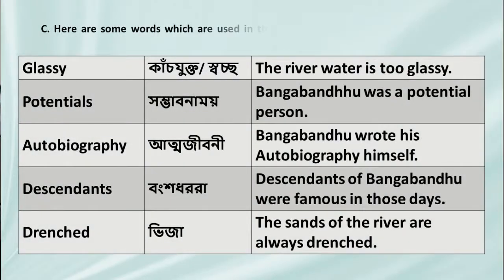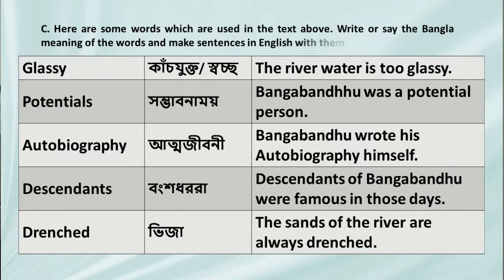Now you can make the sentence with English. Glassy. The river water is too glassy. Potentials. Bangabandhu was a potential person. Autobiography. Bangabandhu wrote his autobiography himself.